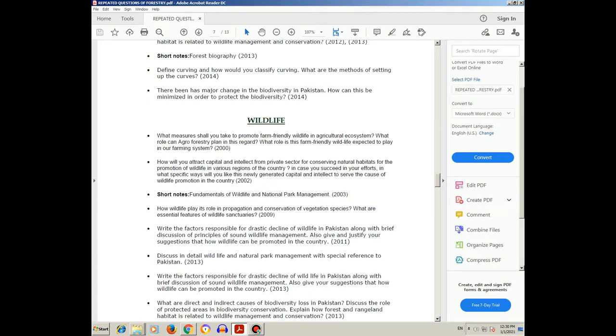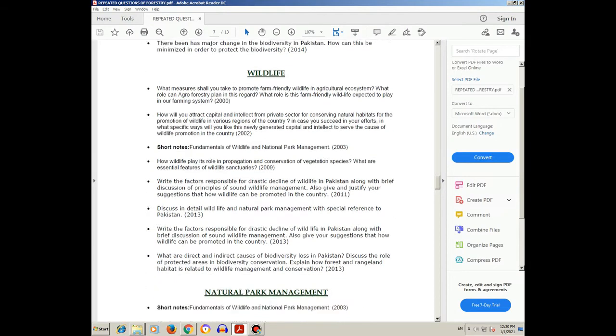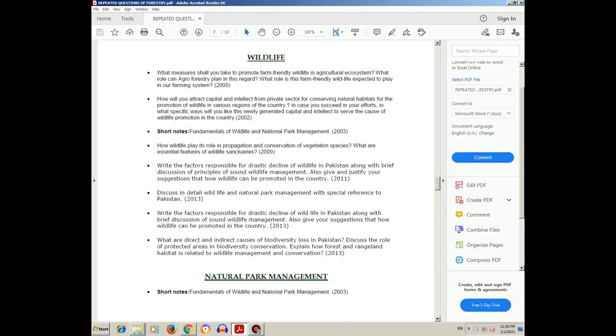2009 Write the factors responsible for drastic decline of wildlife in Pakistan along with a brief discussion of principles of sound wildlife management. Also give and justify your suggestions on how wildlife can be promoted in the country. 2011 Discuss in detail wildlife and national park management with special reference to Pakistan.